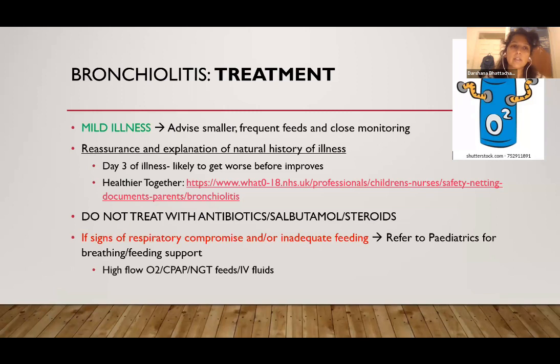Obviously, if your child has signs of respiratory compromise and really subpar feeding, they'll need to be referred to pediatrics for further support. This can be in the form of high flow oxygen or CPAP for their breathing, or nasogastric tube feeds or intravenous fluids for their feeding. So again, warn the parent or caregiver that that's probably what's going to happen if they do end up in hospital. And again, you can refer to NICE guidance as well, just to help you remember these little bits for treatment.